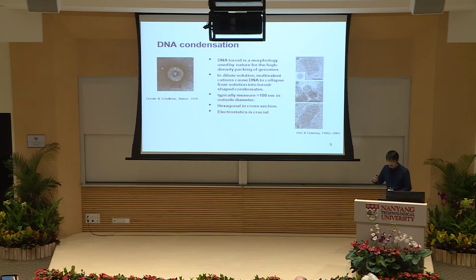A higher resolution EM picture shows that within this toroidal structure, DNA molecules are organized very orderly. DNA molecules can be seen as compacted in a hexagonal arrangement. And of course, as you can imagine, the electrostatic interactions are really crucial here because we have to overcome the negative charge repulsion from the DNA molecules.